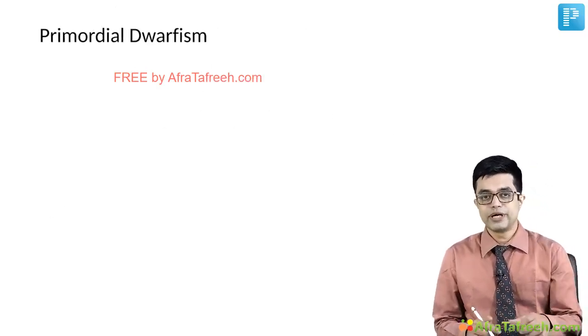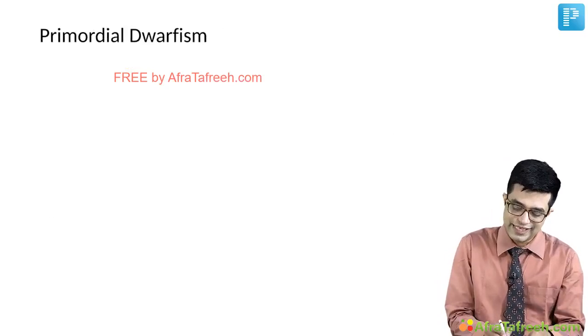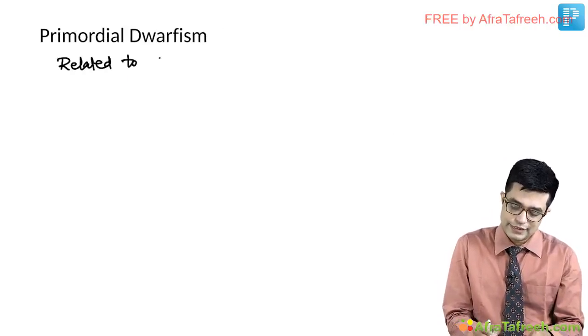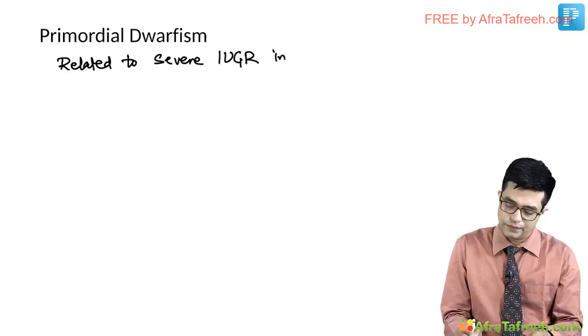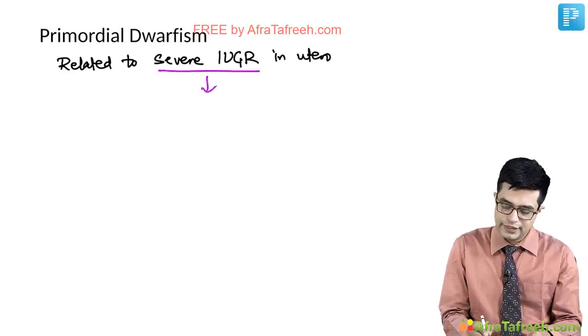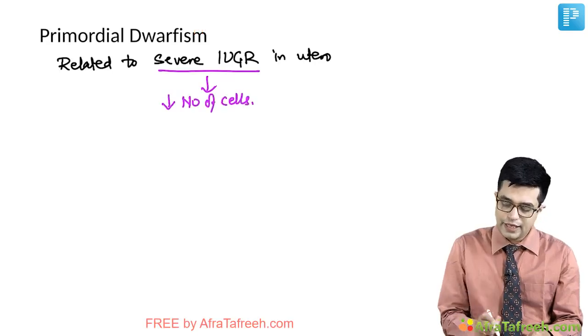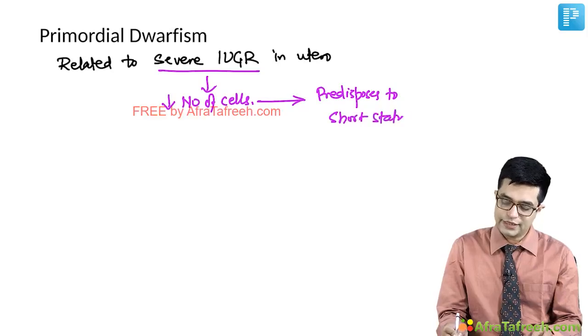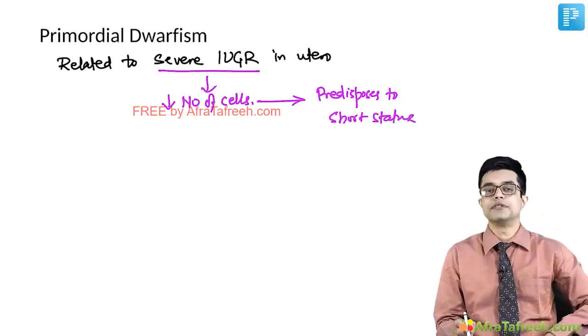Fourth, we have primordial dwarfism. Primordial dwarfism is related to severe forms of IUGR in utero. What happens is, due to severe IUGR, there is an overall reduction in the number of cells, and so it predisposes the child to short stature in later life. That is called primordial dwarfism.